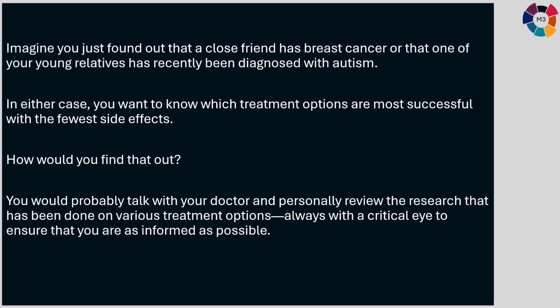Imagine you just found out that a close friend has breast cancer or that one of your young relatives has recently been diagnosed with autism. In either case, you want to know which treatment options are most successful with the fewest side effects. How would you find that out? You would probably talk with your doctor and personally review the research that has been done on various treatment options, always with a critical eye to ensure that you're as informed as possible.